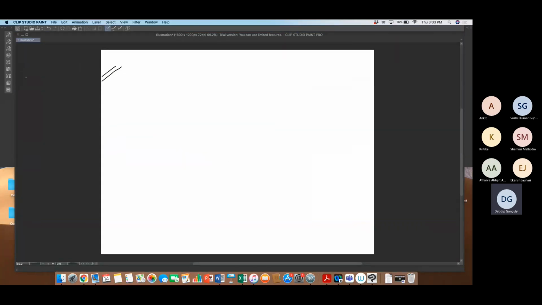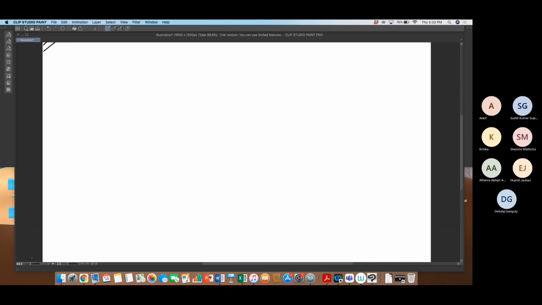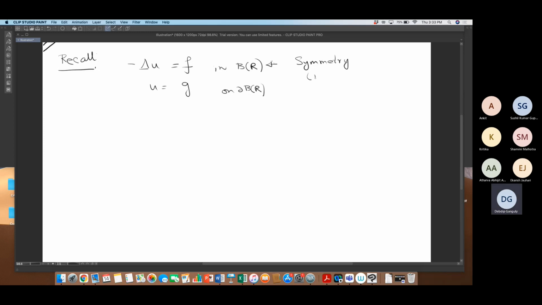Okay. So let us recall what we are doing. We are considering this problem: Laplacian u equal to f in B_R and u equal to g on the boundary del B_R. So this domain has a symmetry, right? A rotational symmetry.